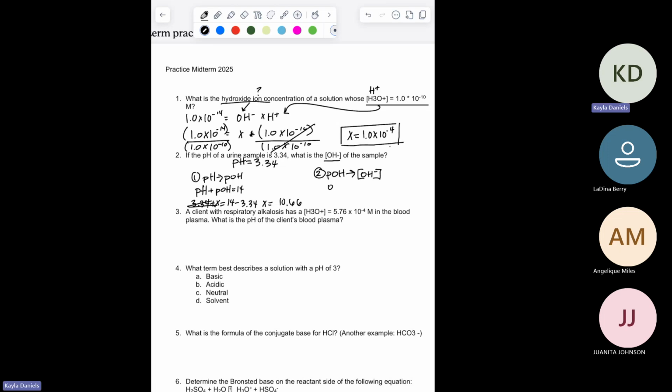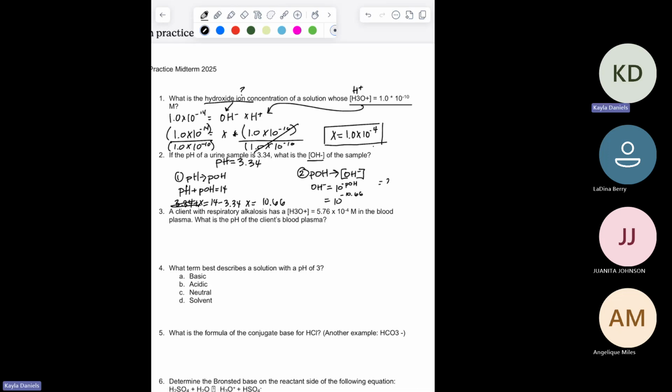Now that I have my POH, I can go from POH to OH using the formula OH equals 10 to the negative POH. So I can plug in 10 to the negative 10.66. Now I can't leave it like this. I have to actually type it into my calculator because you can't have decimals in your exponents. As I was grading your labs, that was a common thing I saw. When I plug it into the calculator, I get 2.18. I could have even rounded that to 2.2, I probably should. 2.2 times 10 to the negative 11th.